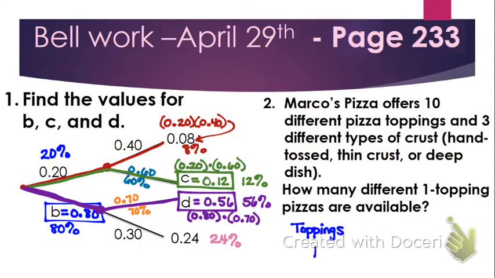They had 10 choices for toppings. They had 3 choices for the crust. And we can arrive at that same output of 30 different one-topping pizzas by multiplying all the options for the toppings with all the options for the crust. So there are 30 different one-topping pizzas.